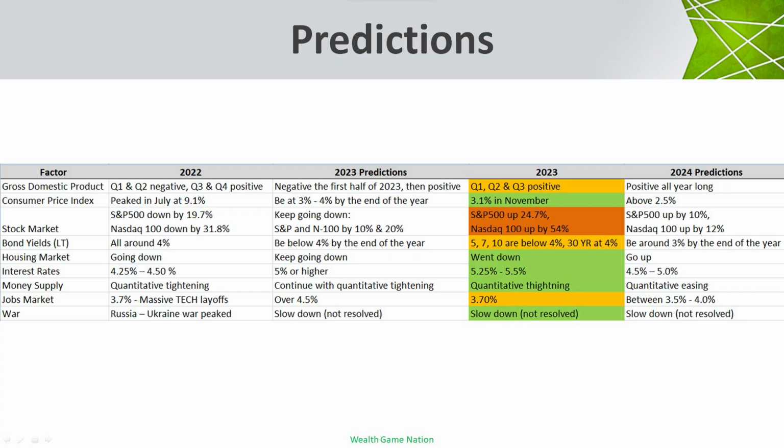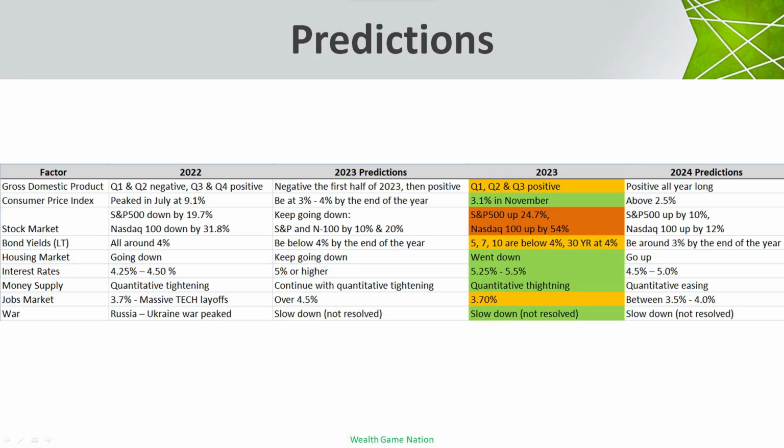Next one is the stock market. And I predicted that the S&P 500 and the Nasdaq 100 will be down by 10 and 20% respectively. This year, the S&P 500 has gone up almost 25% and the Nasdaq has gone up by almost 55%. Now, look at that. I have completely messed up this one. Then I predicted that the bond yields will be below 4% at the end of this year. Right now, the 5-year, 7-year and 10-year bond yield is below 4% and the 30-year bond yield is at 4%. Here, again, I gave myself a yellow rating because this was pretty close.